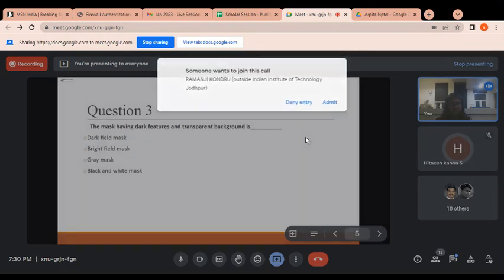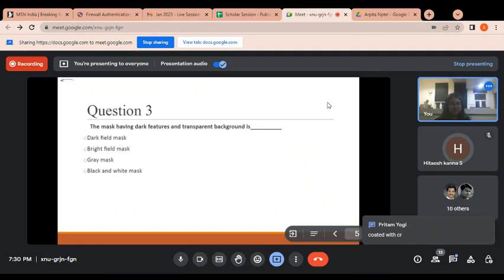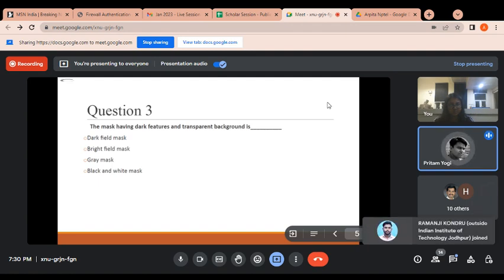Your voice is not clear. Pritam, can you unmute yourself and explain it? Yes, in the dark field, the structures are transparent and the rest of the area behind the structure is, I think, coated with some dark material like metal, chrome, or anything else.